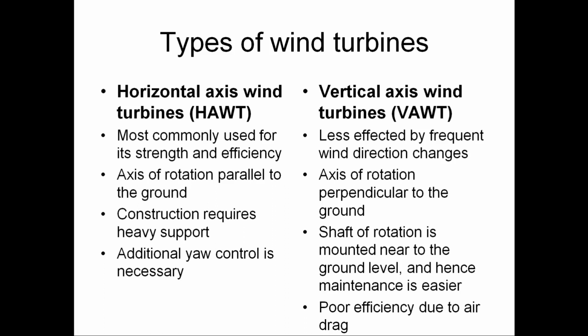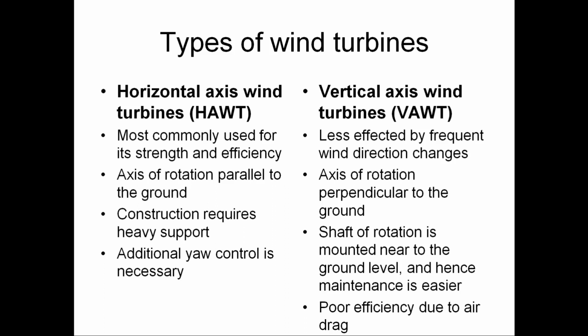As the name suggests, horizontal axis wind turbines have the axis of rotation parallel to the ground, or perpendicular to the structure or the support. Horizontal axis wind turbines are most commonly used nowadays for their strength and better efficiency when compared to the vertical axis turbines.